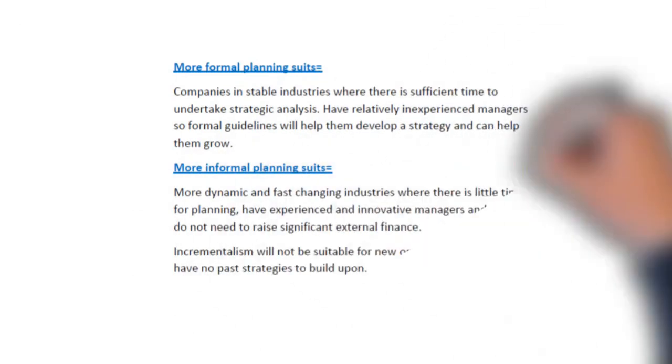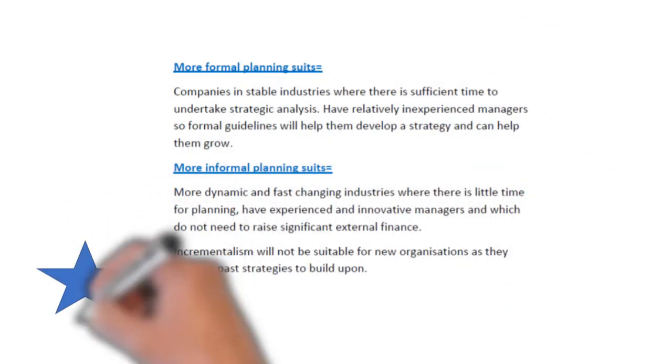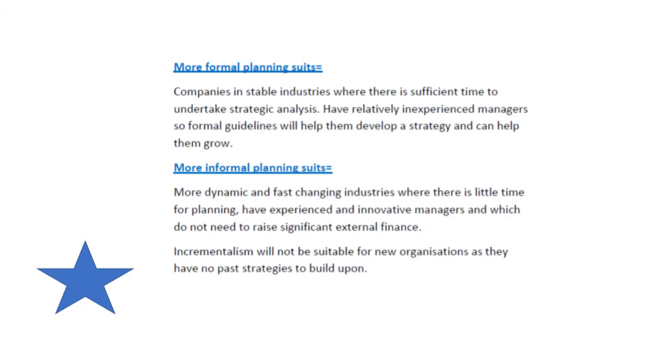So, to summarize, if you are looking at formal planning, then companies which are in stable industries are suited to formal planning. So, if you are looking at formal planning, think what is your case study company been given to you, and then see if it's a stable industry, not stable industry, and you can suggest accordingly. So more formal planning is suited for stable industries where there are inexperienced managers. So there are set guidelines. Informal planning, on the other hand, is for fast, dynamic, changing industries and where there are experienced and innovative managers.